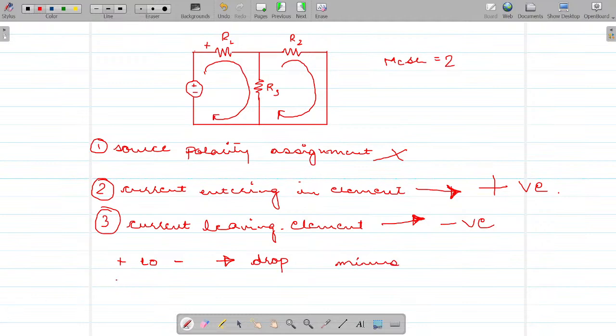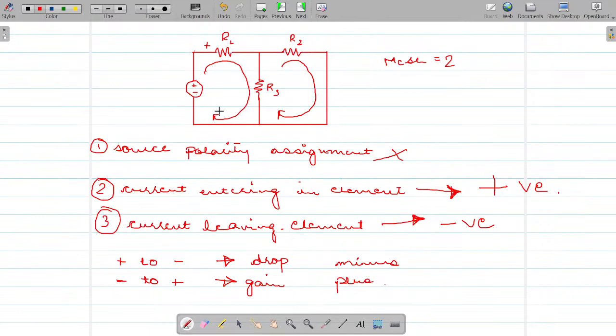Whenever you're traveling from negative to positive, what are we doing? Something is at a lower potential, we're going to a higher potential. What are we experiencing? We are experiencing a gain. How is it represented? It is represented with a plus sign.